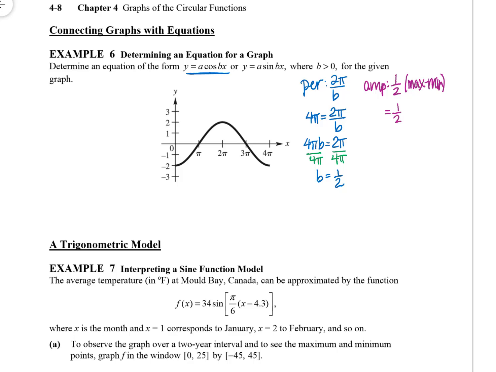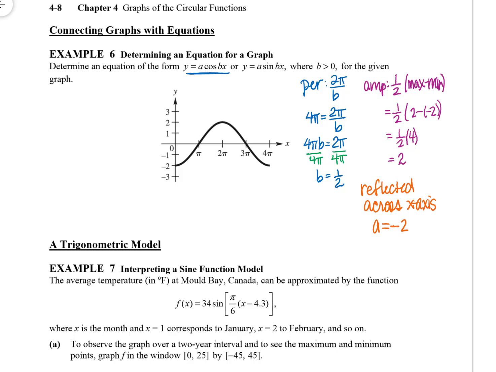So we have 1/2. Maximum is 2 minus the minimum, which is -2. That adds up to 4. So 1/2 of 4 is 2. The absolute value of A is 2. But then, do you see how it's reflected across the x-axis? And since it's reflected across the x-axis, that means that it's going to be -2 for A. So A is equal to -2.